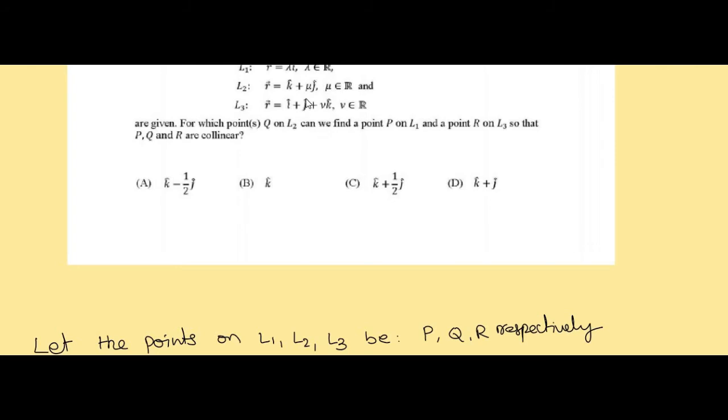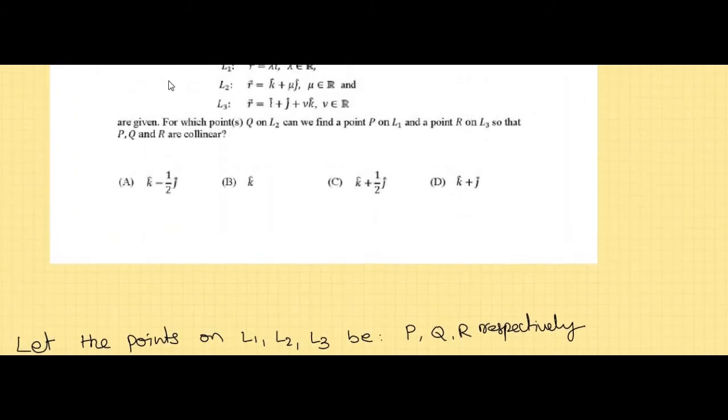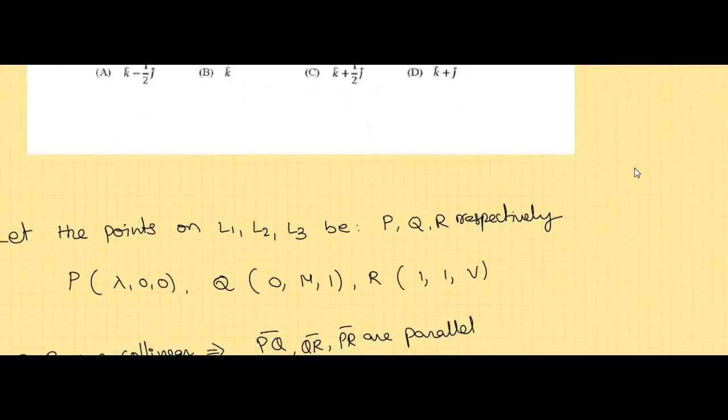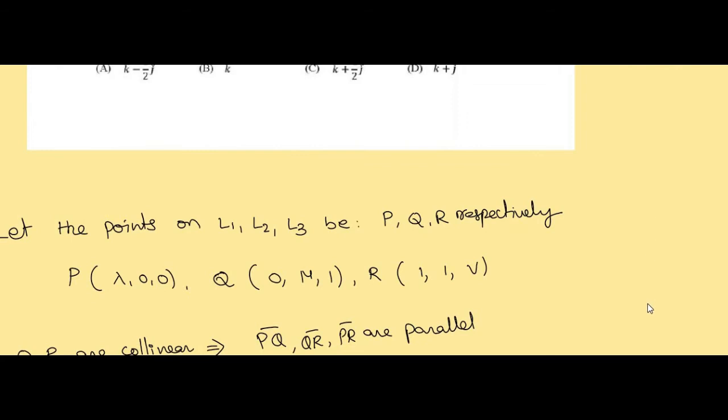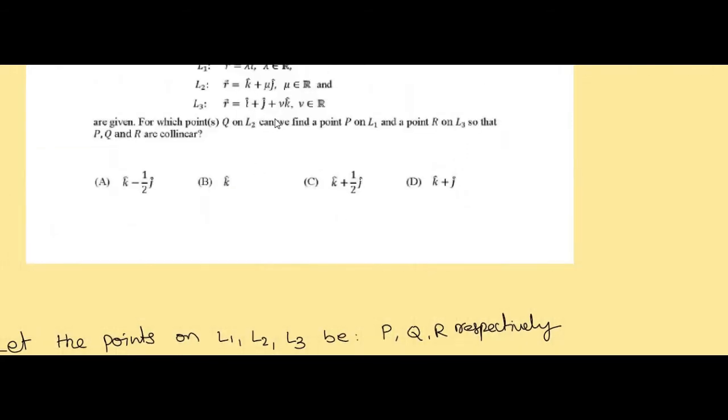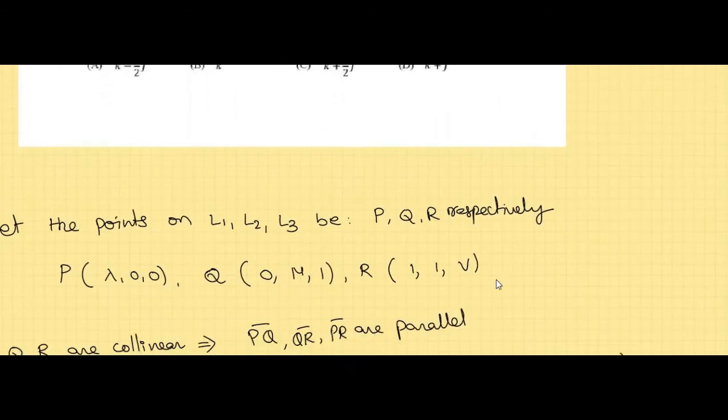So the first point is lambda, 0, 0. For the second one, the i term is not present, so then it is 0, mu and 1. And the third one is 1, 1, v.